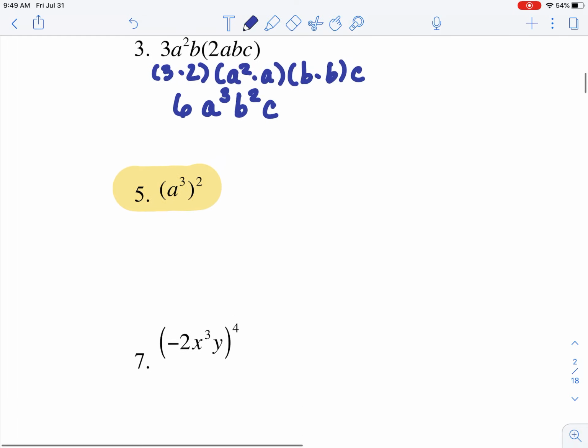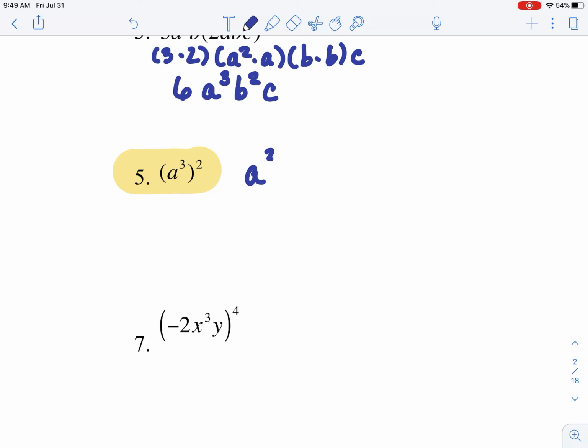So a different way you might want to think of this is as a to the third times a to the third, or two things of a to the third. If I use my multiplication rule, this would become a to the sixth because I'm adding 3 plus 3. Or if I use that power to a power rule, a cubed to the second power, I would multiply 3 times 2, and that's how it would end up directly with a to the sixth.